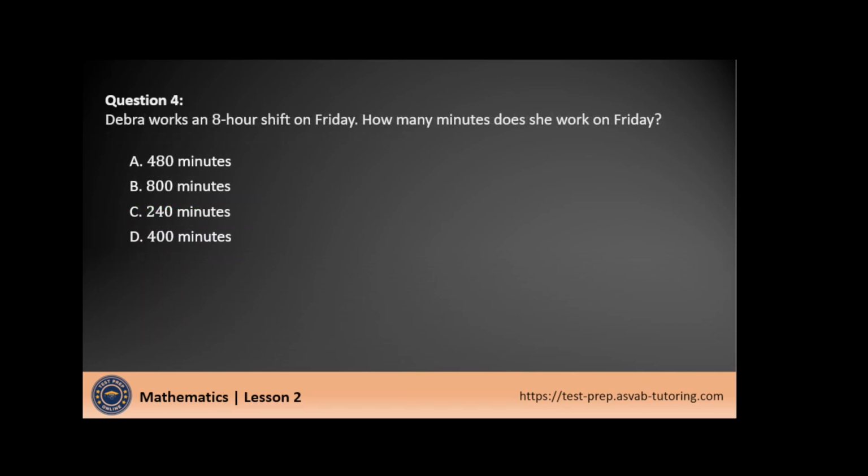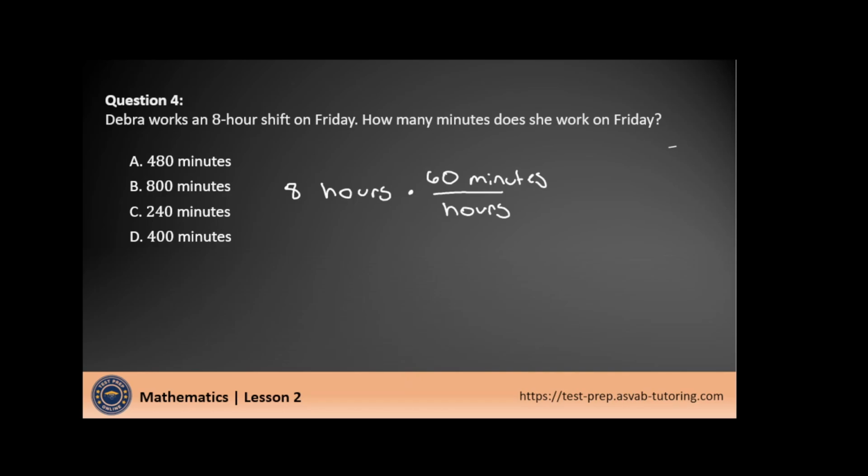Question 4. Deborah works an 8-hour shift on Friday. How many minutes does she work on Friday? So we're starting with 8 hours. And we want to multiply this by the ratio of minutes to hours. We know we're going to want hours on the bottom so that it cancels with the hours on the left. How many minutes are in 1 hour? 60 minutes.